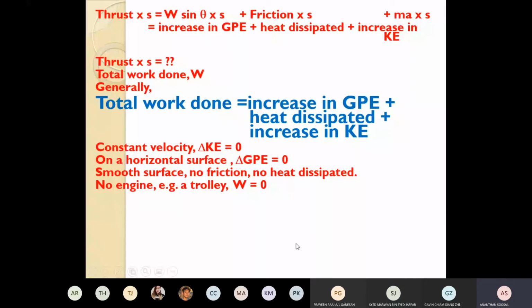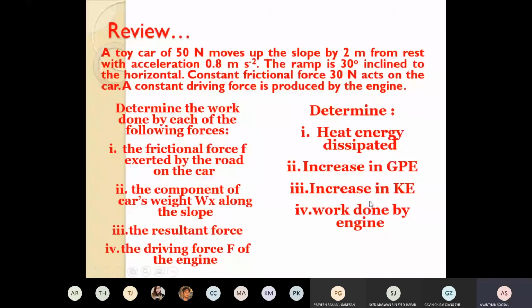Okay, so far any questions? Okay, so this is the universal law we're going to follow. Here is one example. Look at the review on top. A toy car of 50 Newton moves up a slope by 2 meters from rest.